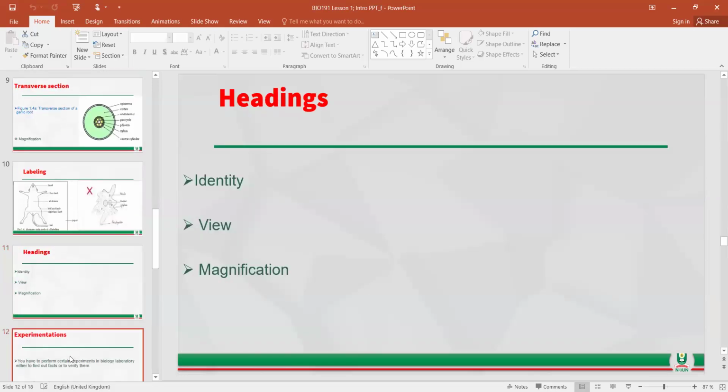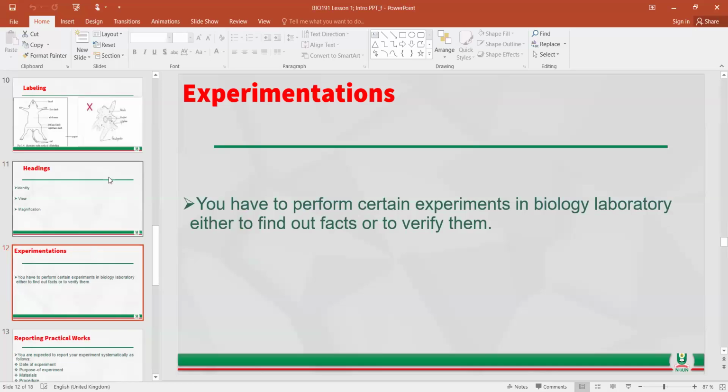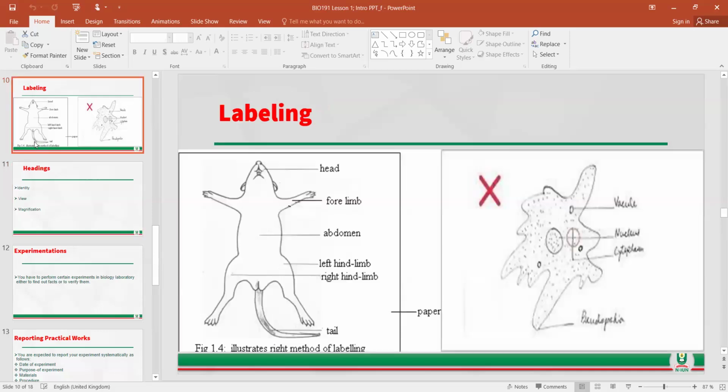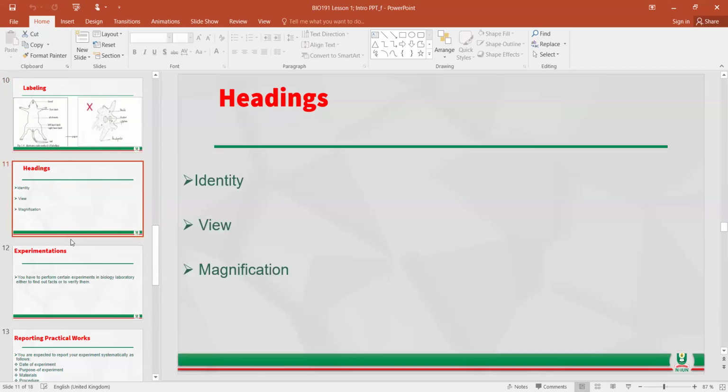And you talk of headings and the title itself. In writing your heading, first you identify the specimen. What is it? Then you talk of the view. Where are you drawing it from? Is it from the left, front, back, top, bottom, or side? Then magnification. So you can see, lateral diagram of a mango, times 2, meaning that you are drawing it twice the size.